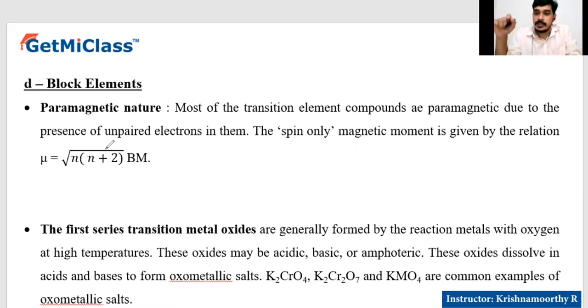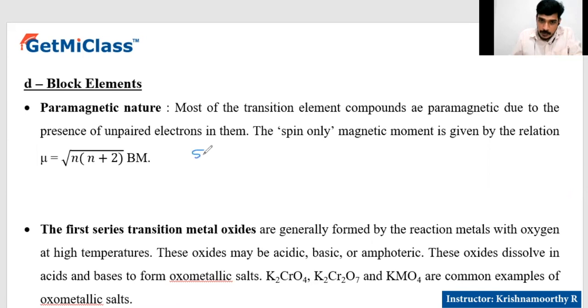This is the basic condition. And we can calculate this magnetic moment by using the formula mu = square root of n(n+2) Bohr magneton. This is by considering only the spin magnetic moment. If you consider the orbital magnetic moment, then it is root L(L+2). What do you mean by L here? L is nothing but the azimuthal quantum number.